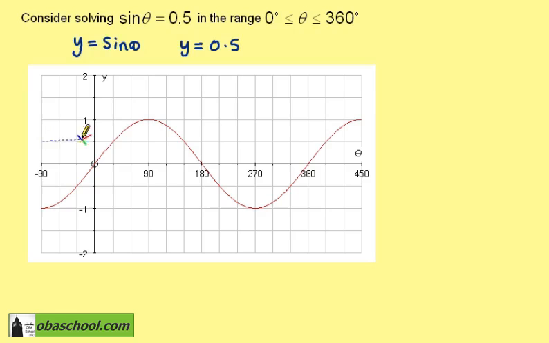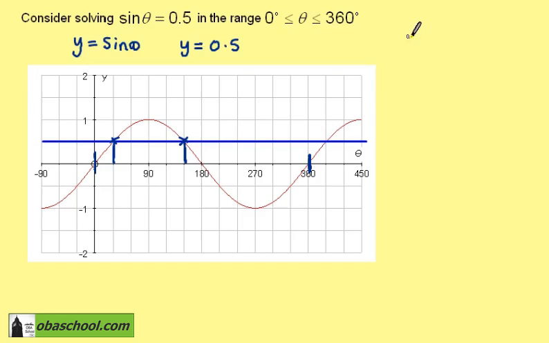So we can draw the line y equals 0.5, and we can identify for this in the range between theta is 0 and theta is 360 two solutions, here and here, and the theta values, the angles, can be read from the theta axis.